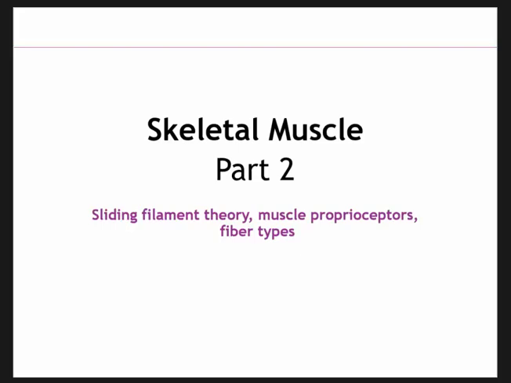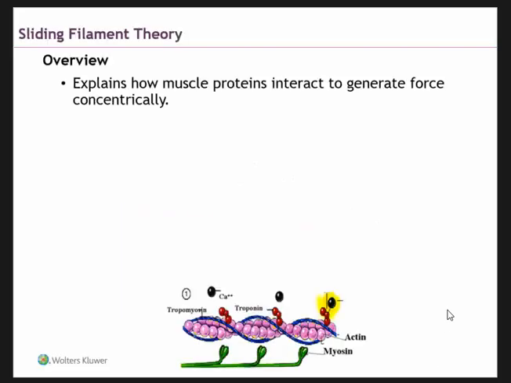Okay, now on to part two. We're going to start with the sliding filament theory. Okay, so what is sliding filament theory? First, it just explains how muscle proteins interact and produce force.